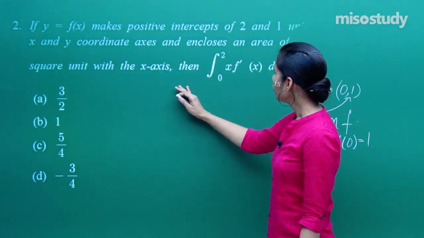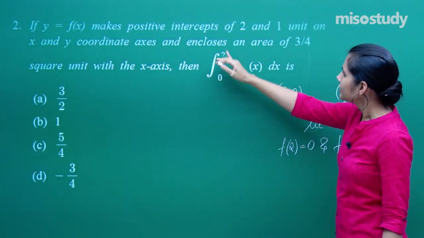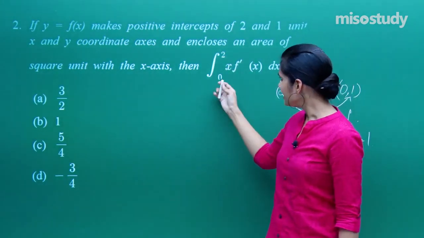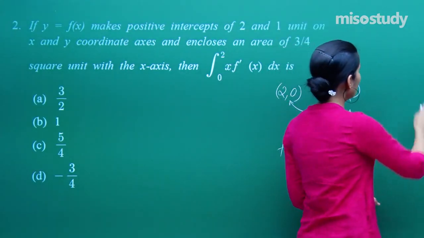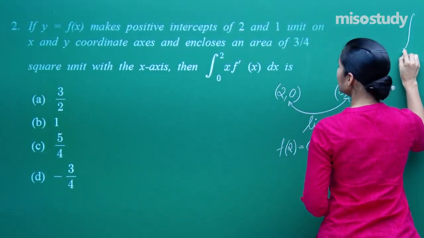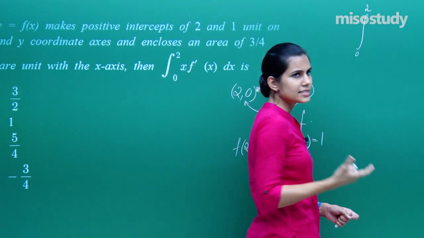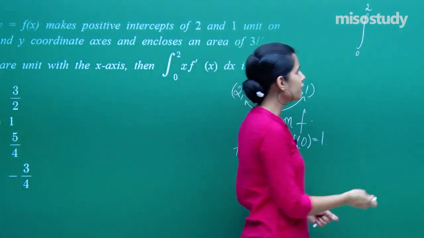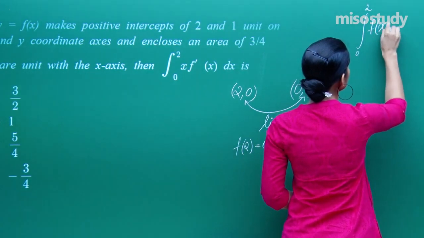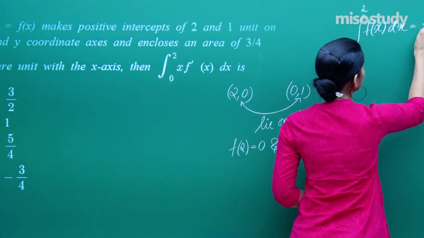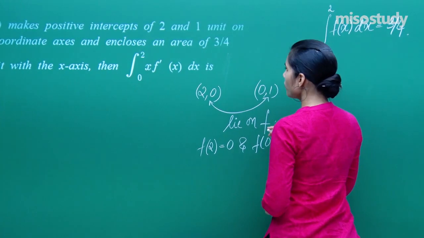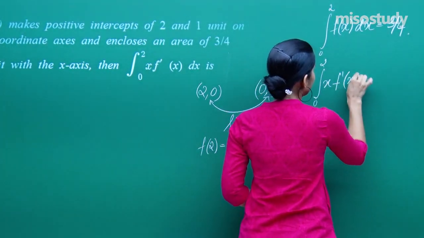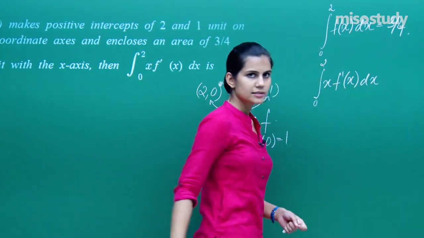Now, the next thing being said is that it encloses an area of 3 by 4 square units with the x-axis. Then what is the value of this integral? Okay, so integral 0 to 2, because on the x-axis it is making an intercept of 2 and along the x-axis it is enclosing the area of 3 by 4. So integral 0 to 2 of f(x) dx is 3 by 4. I want to know what is integral 0 to 2 of x into f dash x dx.